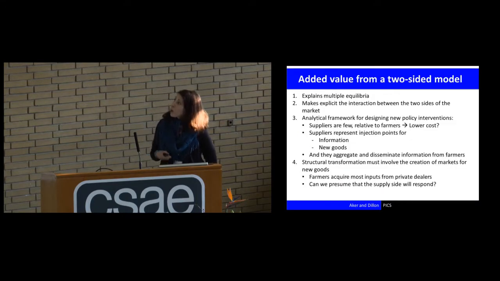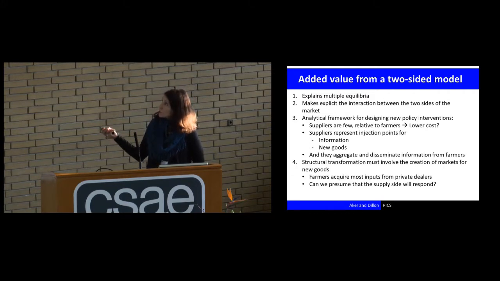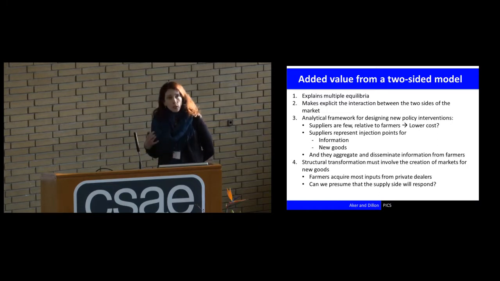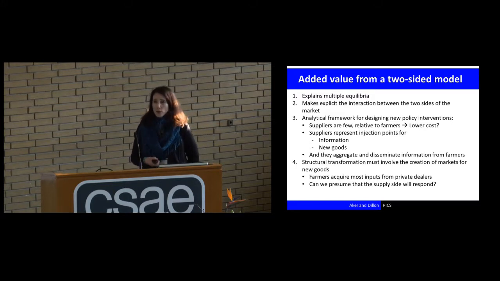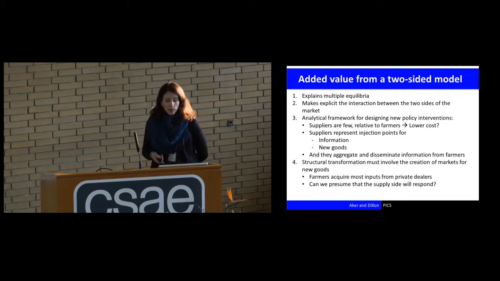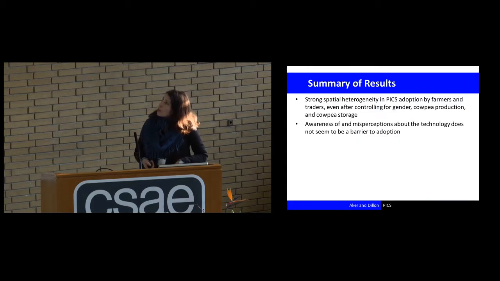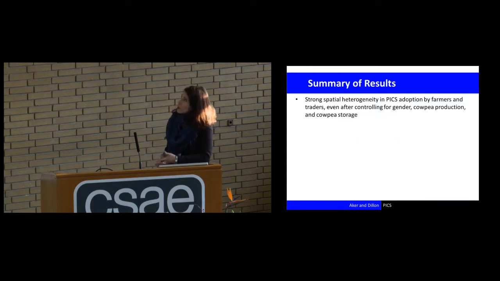What we're hoping this model will do is explain these multiple equilibria that we actually observe and make explicit the interaction between the two sides of the market, which I know probably seems self-evident, but a lot of the literature on technology adoption primarily focuses on the demand side and the constraints and barriers to adoption on the demand side. We hope that by bringing together these two aspects, this can fill an existing gap in the literature.